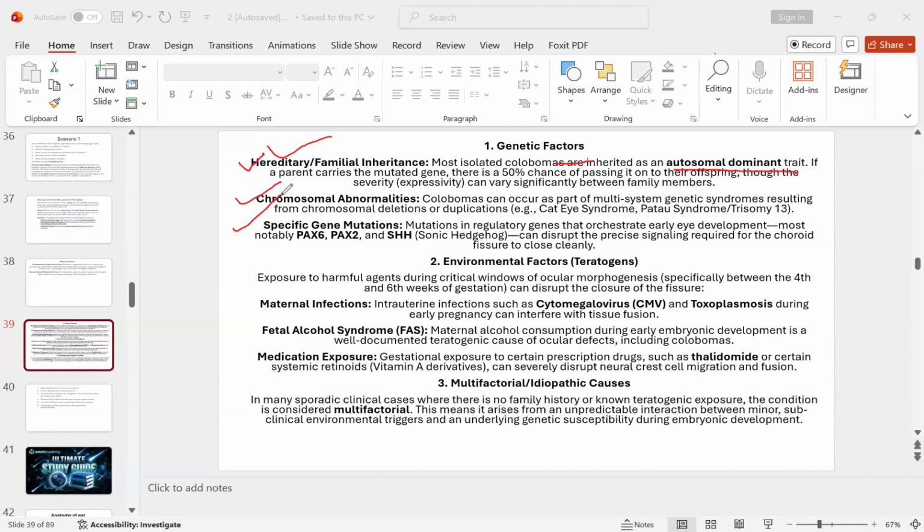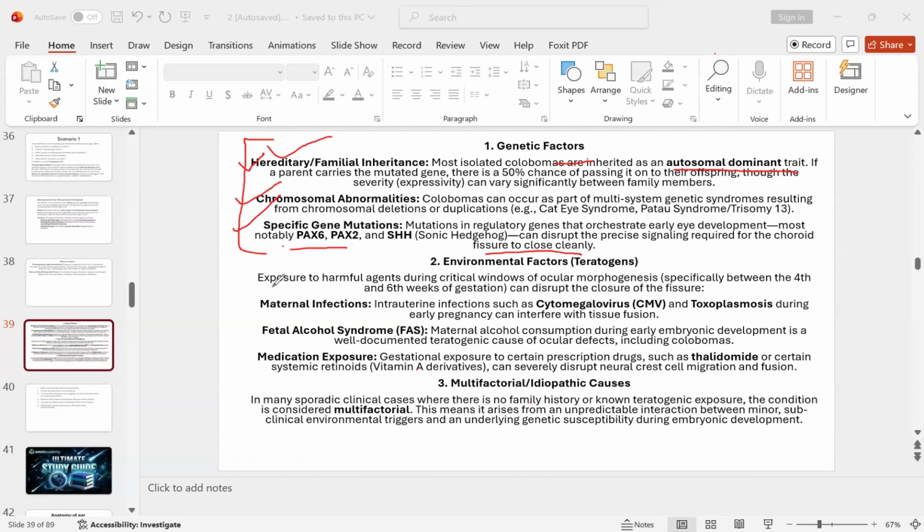Mutations in regulatory genes that are regulating early eye development, mostly the PAX6 gene, PAX2 gene, and the sonic hedgehog signaling proteins, can disrupt the precise signaling required for the choroid fissure to close cleanly. So these are the three genetic factors that are responsible for causing iris coloboma. Let's now move to the environmental factors.